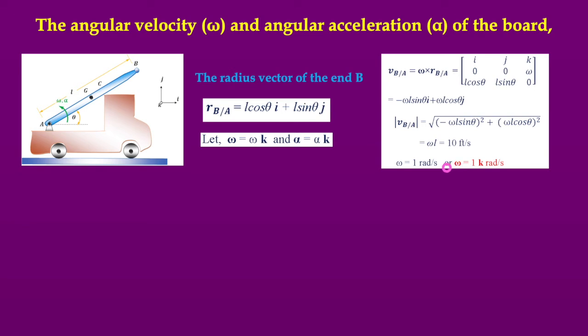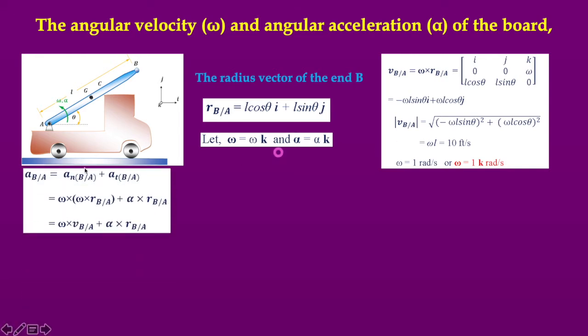Now omega equals 1k. 1 is the magnitude and k is the direction. So this is the magnitude of the angular velocity. Now what is the angular acceleration of the board?